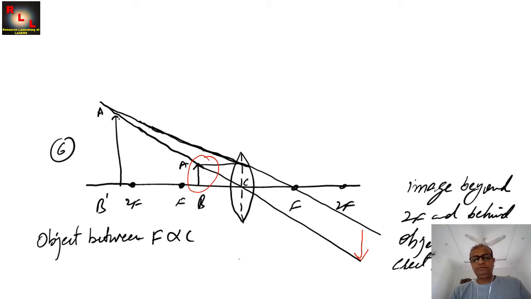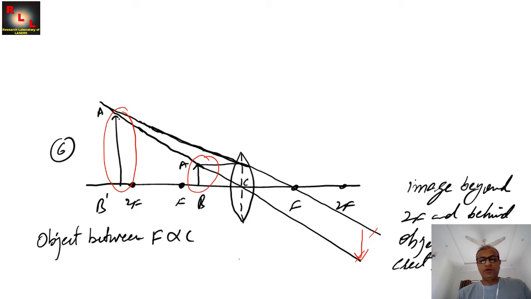form on the image side. These lines are never going to intersect. So the image will be formed on the object side, as you can see here. If we extend these rays on the object side, the image will be here beyond 2f, and this image will not be real, definitely it's a virtual image. It's erect and magnified, it's not inverted.